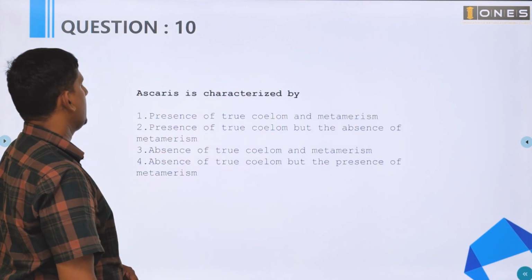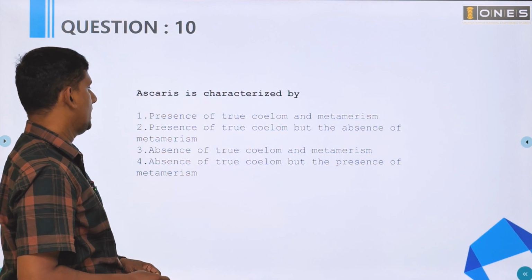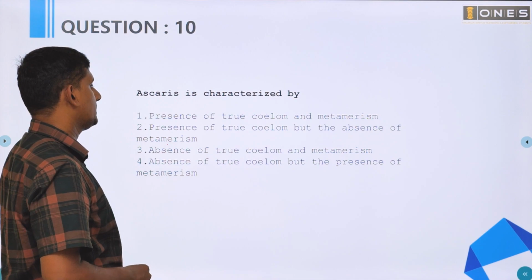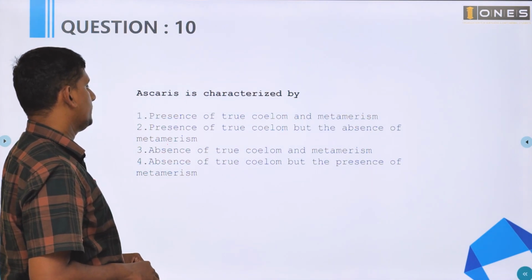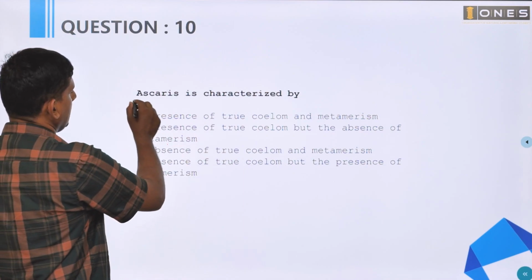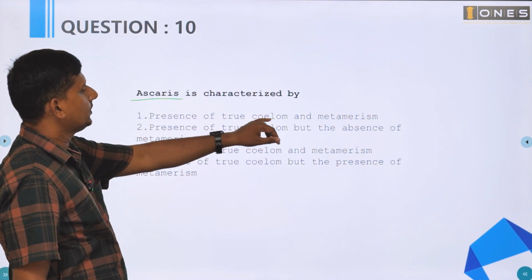Now the next question is, Ascaris is characterized by presence of true coelom and metamerism, presence of true coelom but absence of metamerism, absence of true coelom and metamerism, absence of true coelom but the presence of metamerism. So read the options carefully. The characteristics of Ascaris are being asked.